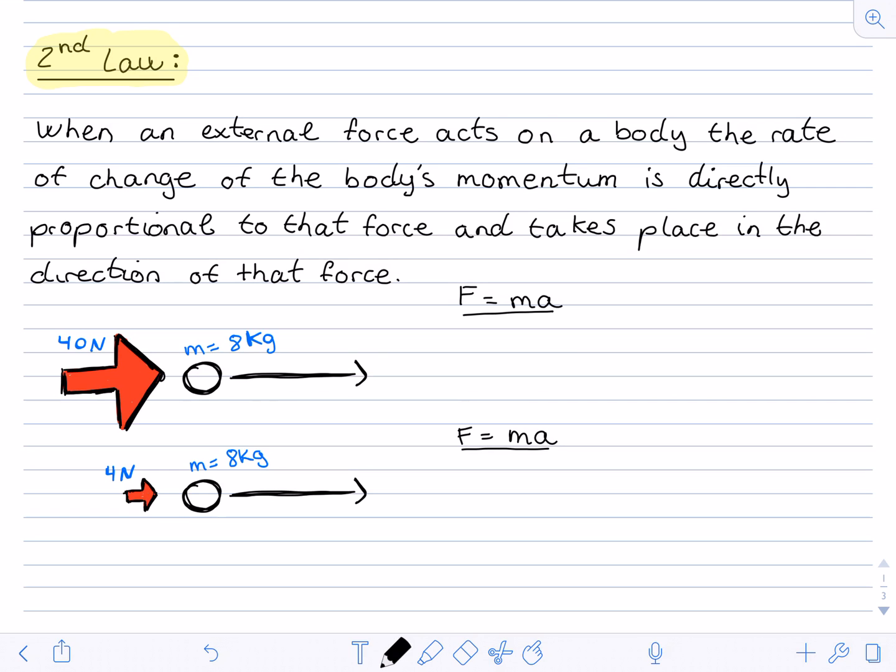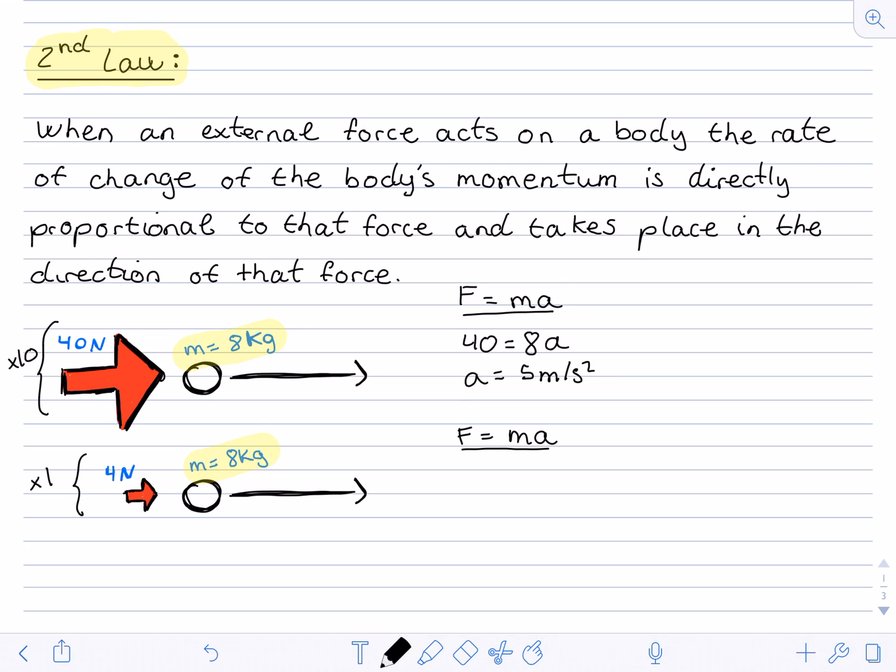So let's say we have a ball, okay? And the ball has the same mass, okay? And the first time, we're going to apply 10 times more force than the second time, as you can see here, okay? So the formula you've seen before is F = ma. If we apply a force of 40 newtons and the mass is 8 kilograms, the acceleration that little ball is gonna experience is gonna be 5 meters per second squared.